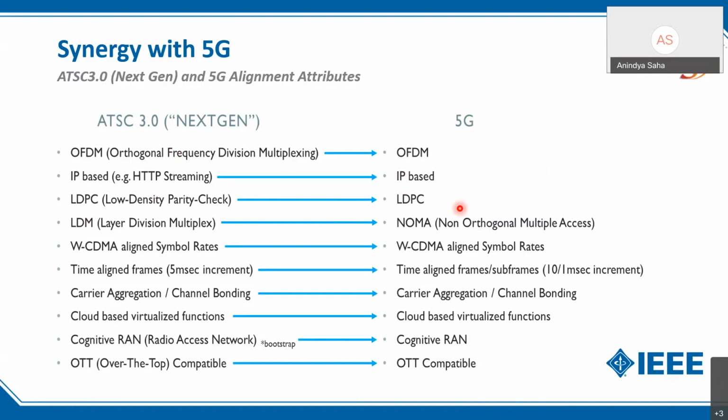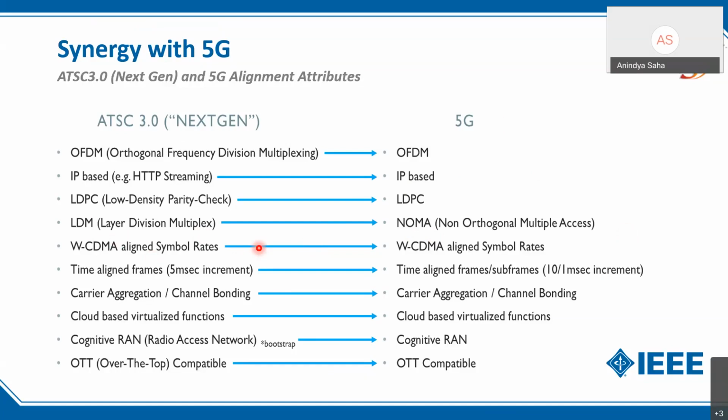And then layer division multiplexing is one of the rudimentary forms of NOMA, which is used in ATSC 3.0. 5G has been thinking of NOMA. It is still not in the TS, but one of the recommendations is still there. Maybe someday it will pick it up. The other important thing is WCDMA assigned symbol rates. This is one of the key things which ATSC 3.0 has done: it has made sure that the symbol rates are aligned to 384 kbps.